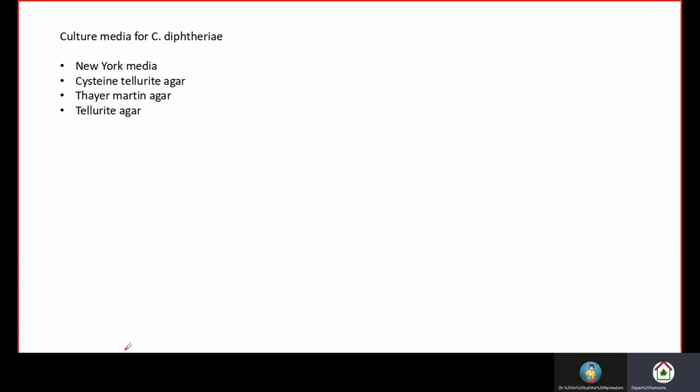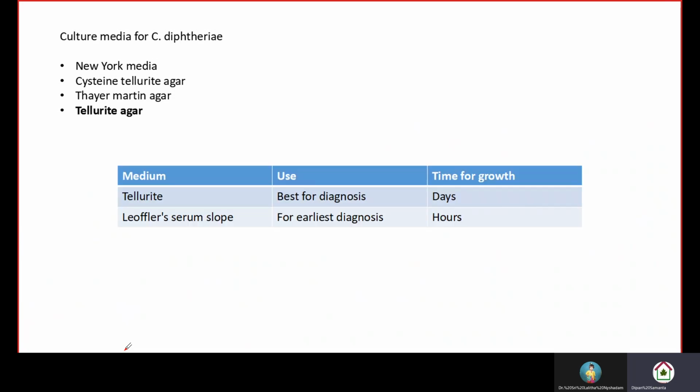Okay, next question. Culture media for C. diphtheria: New York media, cysteine tellurite agar, Thayer-Martin agar, tellurite agar. All these culture media are very important for microbiology, for FMG. So the culture medium for C. diphtheria is tellurite agar.